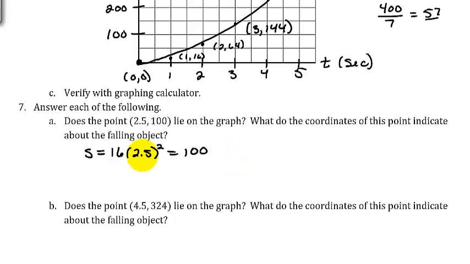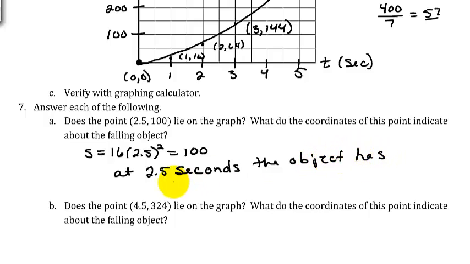And so what this means is that at 2.5 seconds, the object has fallen 100 feet.